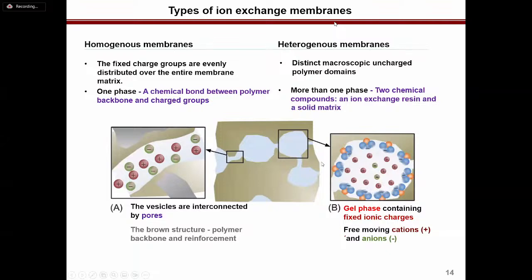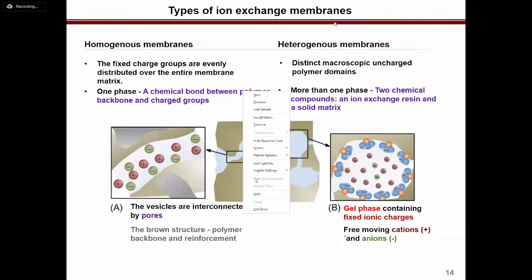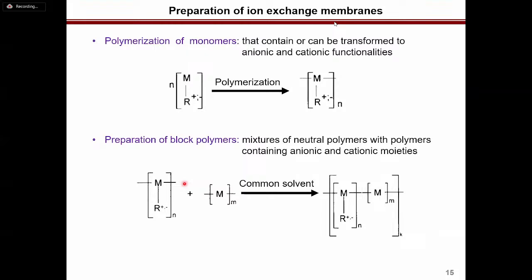And sometimes here you see the brown structure on the very left side, let me use the pointer. This brown structure here is a reinforcement, which you add in order to give some mechanical strength to your membranes. Most of the membranes that we use for our application are homogeneous membranes because they have a very low resistance compared to the heterogeneous membranes.